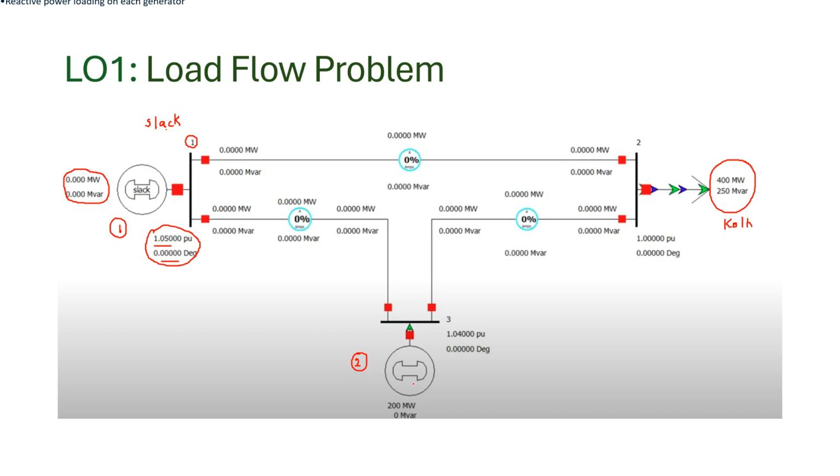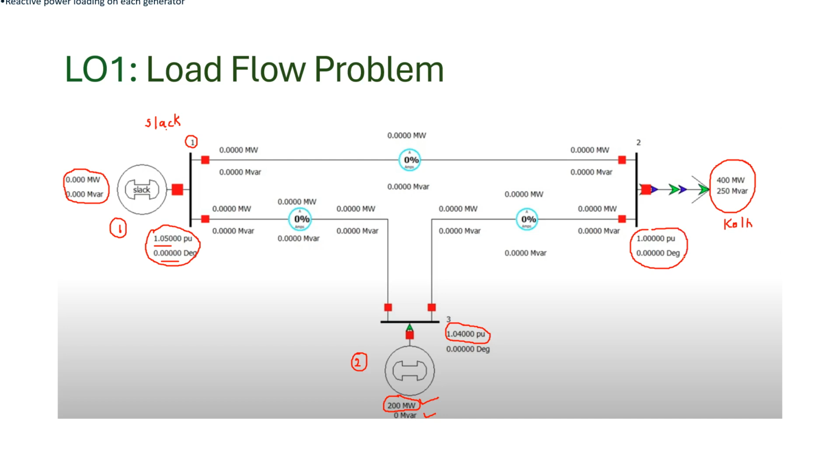And these are my initial inputs. Now for generation 2, it is given that 200 megawatt power can be supplied, fixed at 200 megawatt, not less or more. There is no data regarding the reactive power that can be given, but the voltage at this bus is fixed at 1.04 per unit.